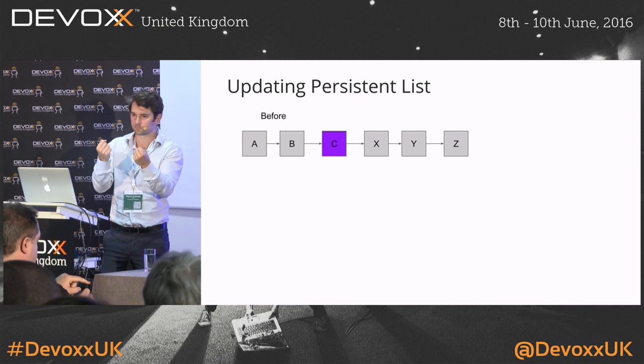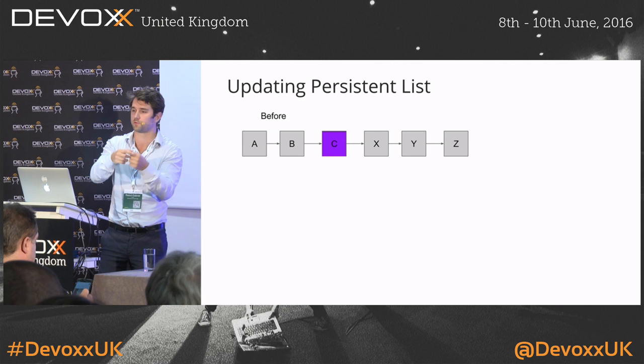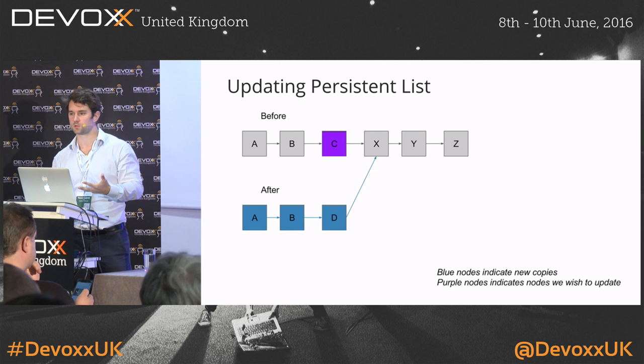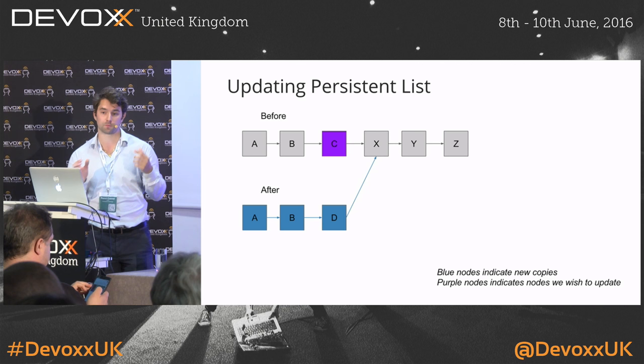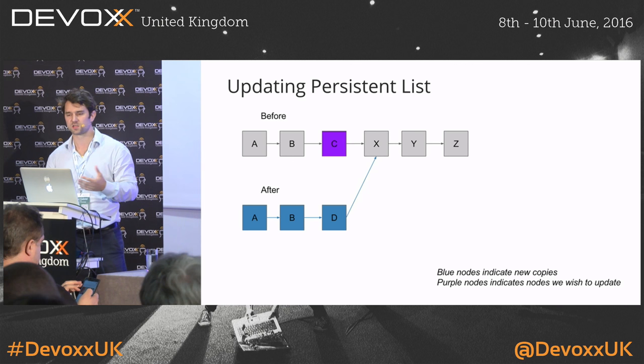But now I need to update A as well, because I need to provide a new location for this new node, for B. And we copy that as well. So by doing this, what we need to do is to copy all the elements leading to the one we need to change only. That provides you with the head, and we can connect that back to the remaining of the list. This technique is called path copying, which means we don't need to actually copy the whole list.